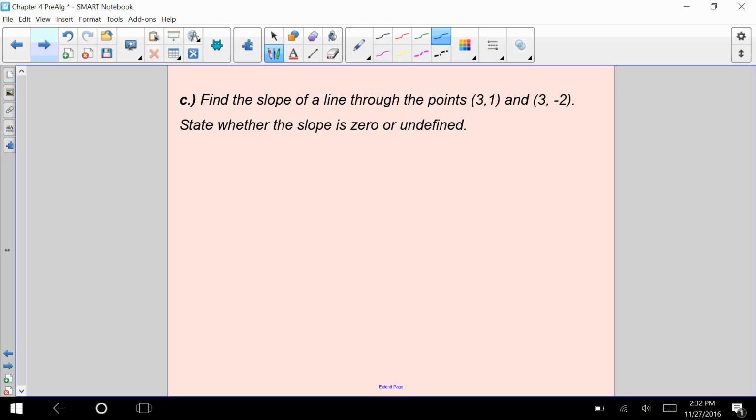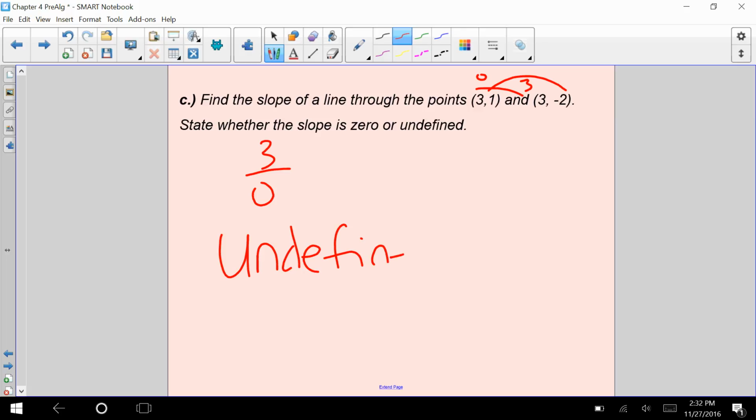So find the slope of the line through the points (3, 1) and (3, negative 2). Try this on your own quick. All right, 1 minus negative 2 is 3. 3 minus 3 is 0. The slope is 3 over 0, which is undefined.